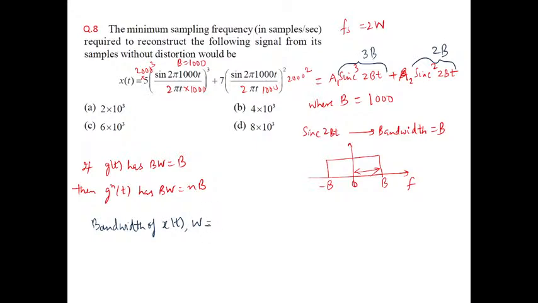Let us call it as W. Now this will be equal to the maximum of 3B and 2B, so this will be equal to 3B. So this implies the sampling rate, the minimum Nyquist rate, must be equal to 2W, so this is equal to 6B, or this is equal to 6000 Hz. So option C is right.